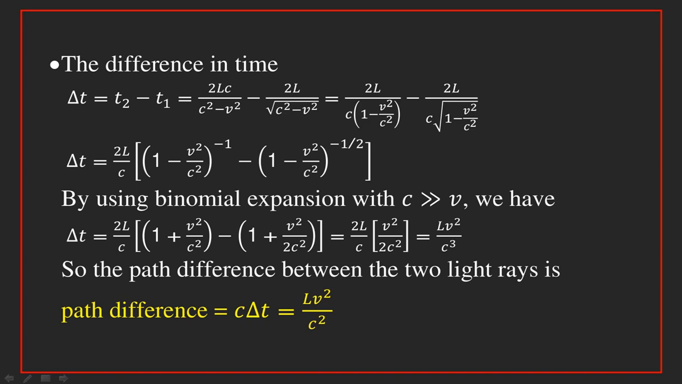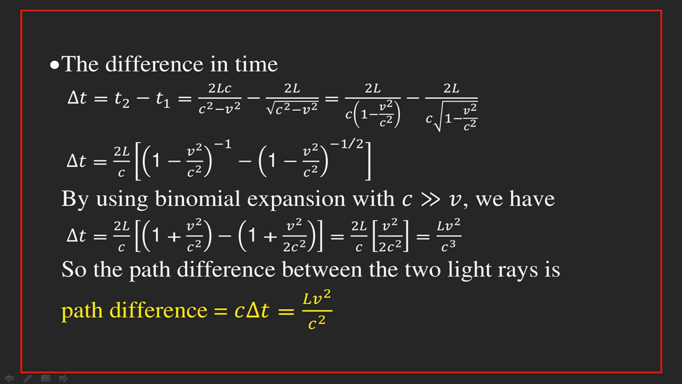Now we are going to expand this using binomial expansion. It is a fact that C is much greater than V, because the velocity of light in vacuum is measured as 3 into 10 raised to 8 meter per second, and the velocity of Earth with respect to ether, which is assumed to be the velocity of Earth with respect to the Sun, is 3 into 10 raised to 4 meter per second.